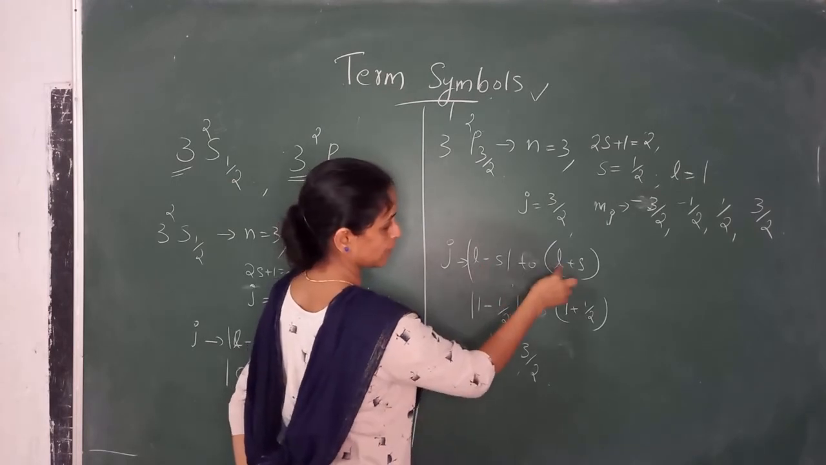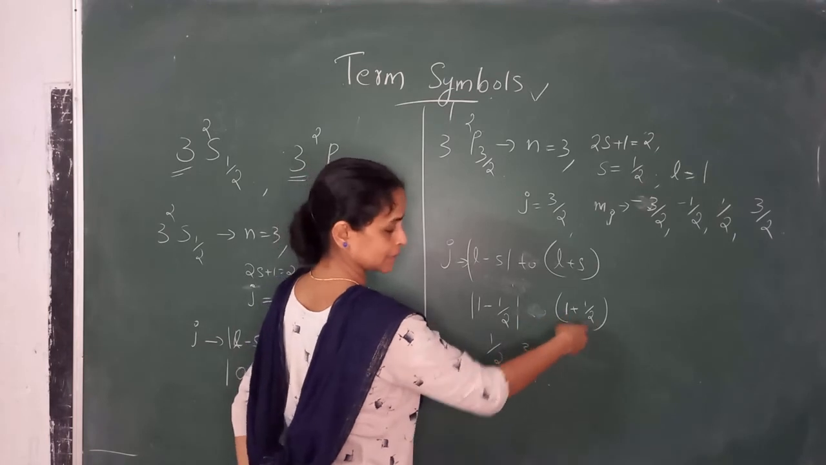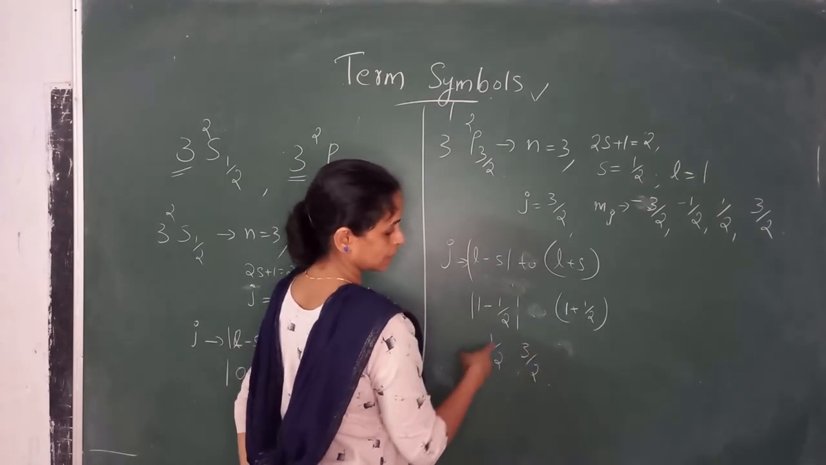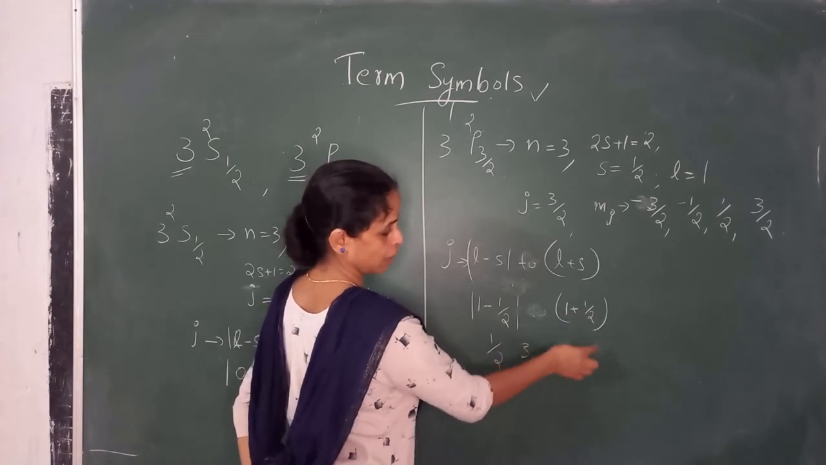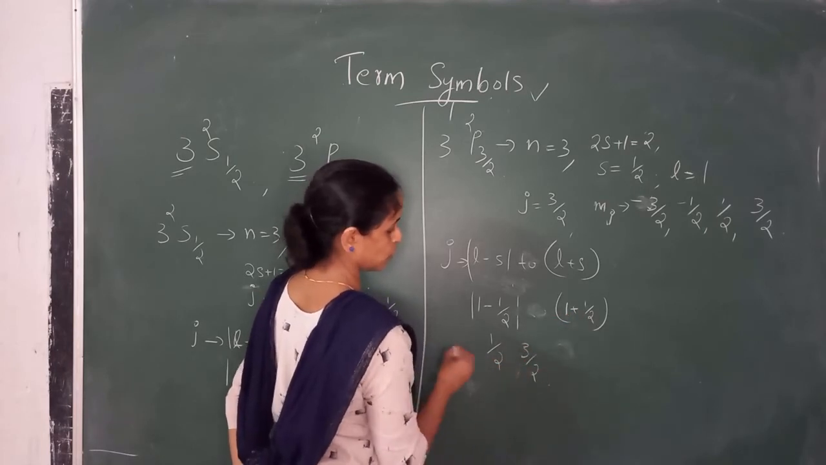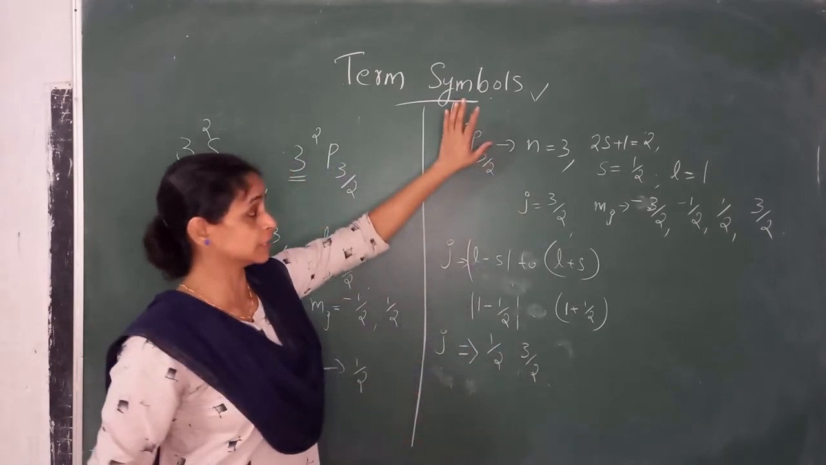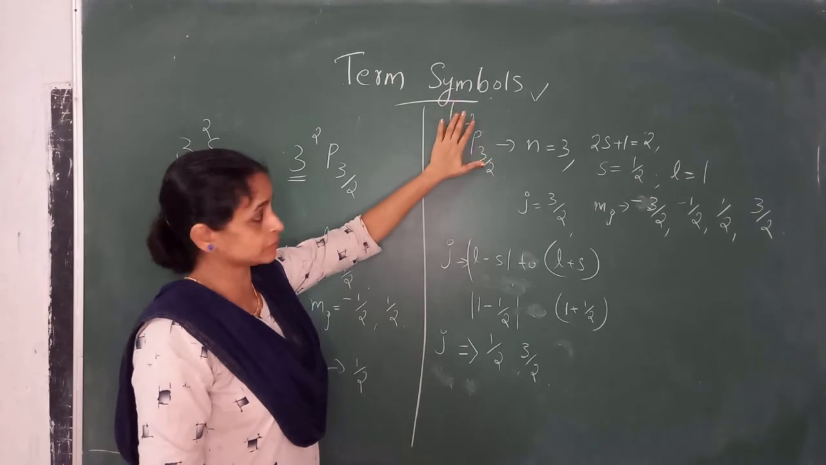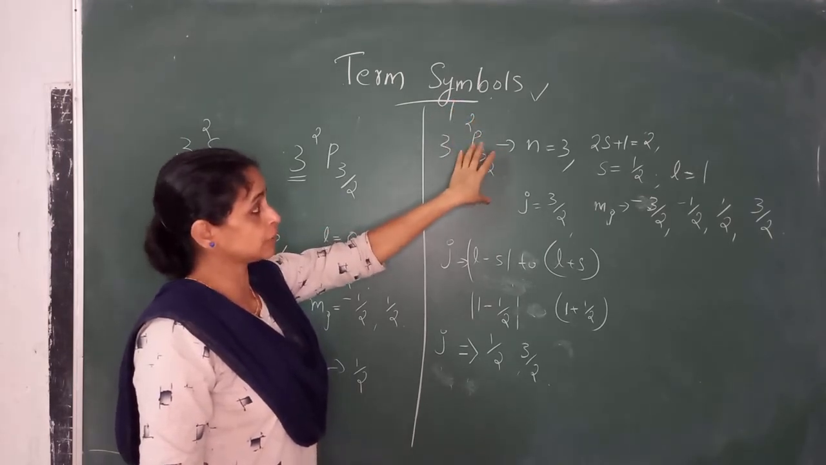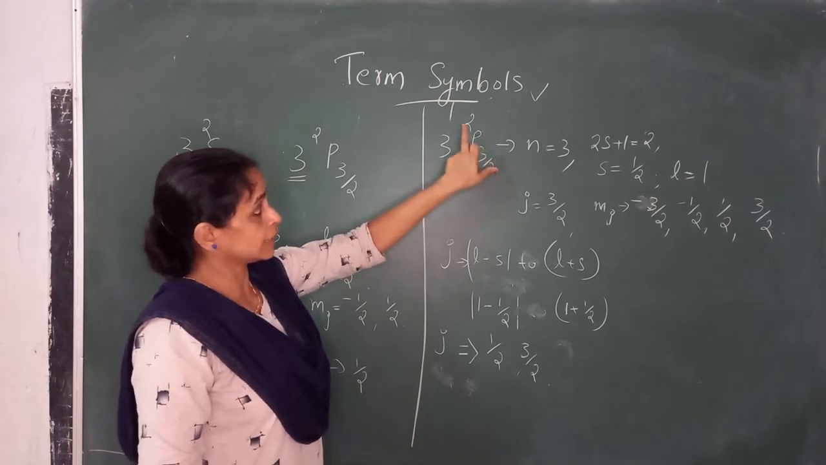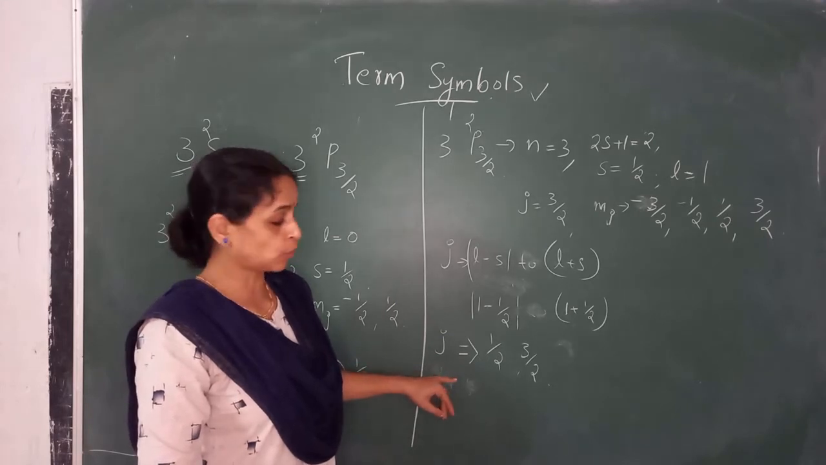L minus S to L plus S means L minus S, then L minus S plus 1, etc., up to L plus S. So the second term itself is the L plus half term, that is 1 plus half term. So two values for J. J will take two values. If this is one particular state here, then for this J value and these L and S values, there may be two possible values for J.